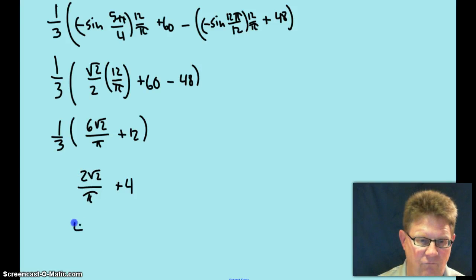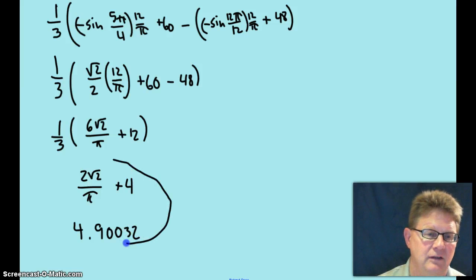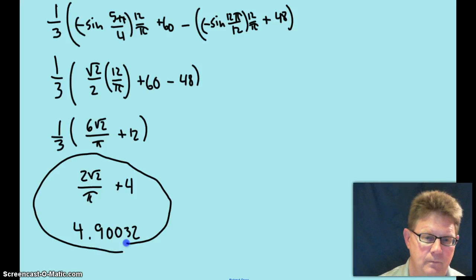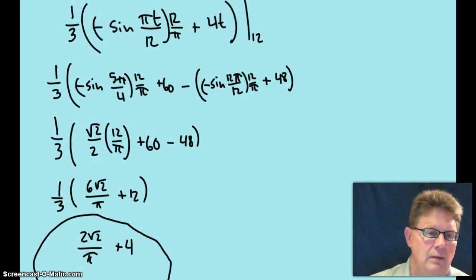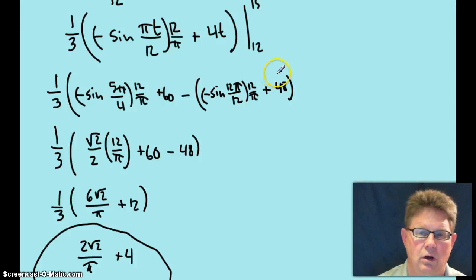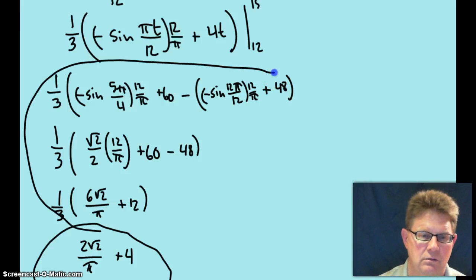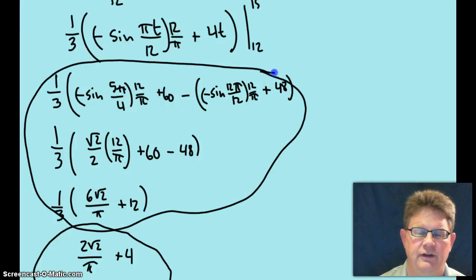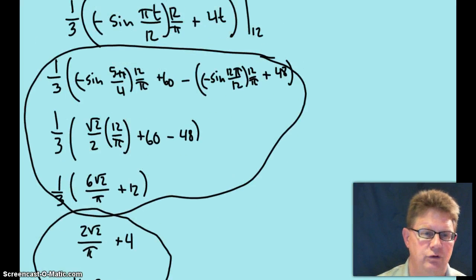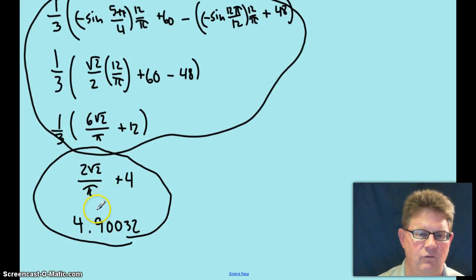That'll end up being 4.90032. And you know what? At this point, you probably are not going to have to show all of this work here. I just like doing it. So if you want to use your calculator to evaluate that to get 4.90032, that's fine with me. Okay? And let's move on to the last example.